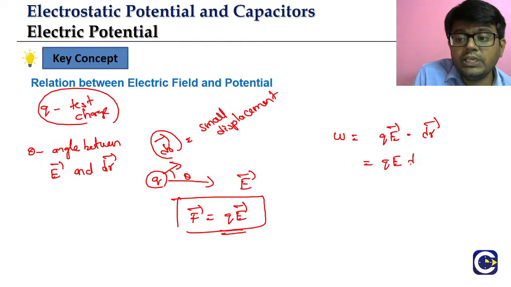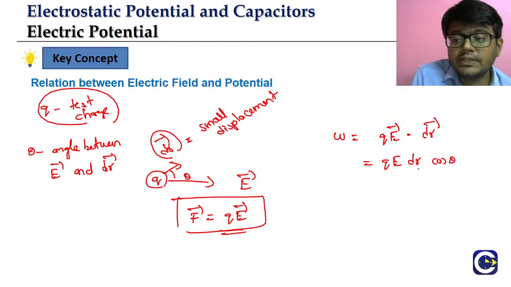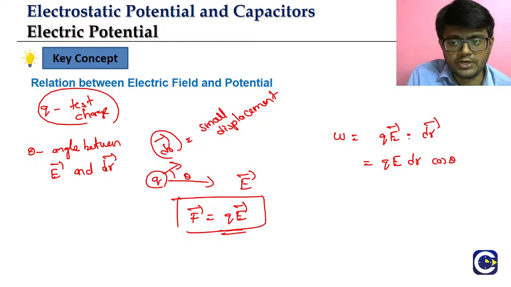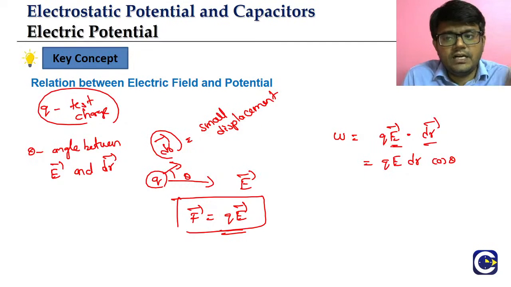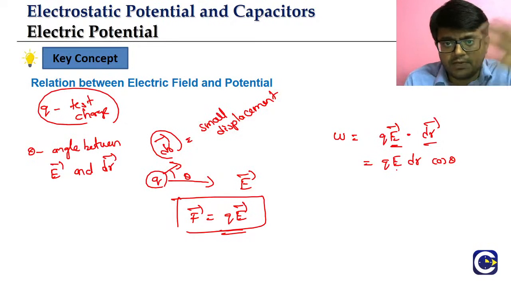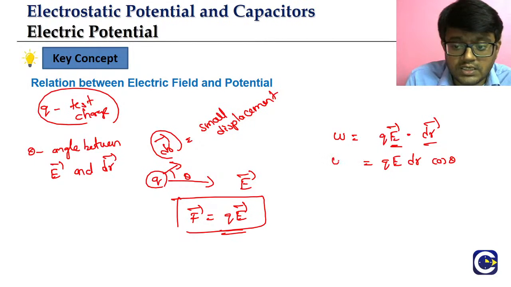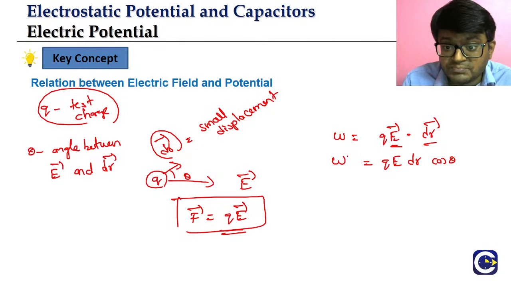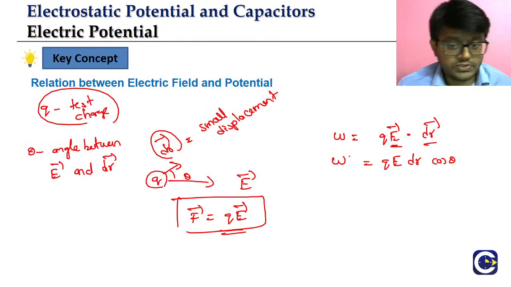Q into E into dr into cos theta. The dot product of the E vector and the dr vector, right? What is that? E magnitude times dr vector magnitude multiplied by cos theta. Okay, so this is the work done by the electrostatic force.